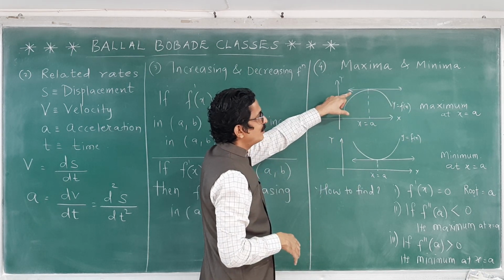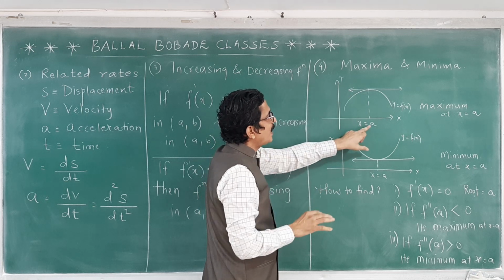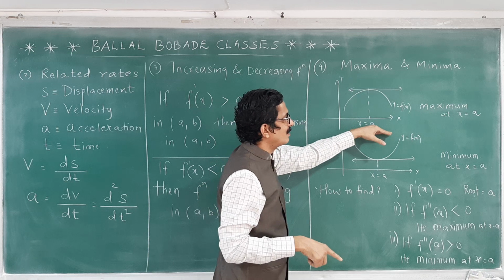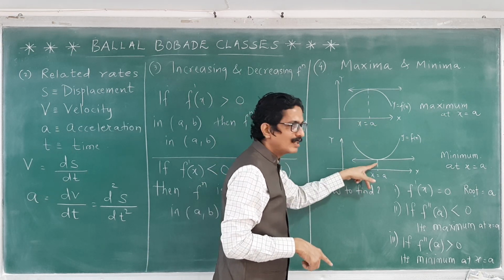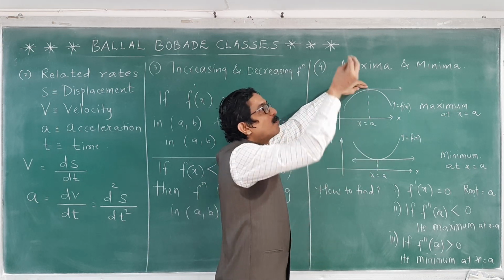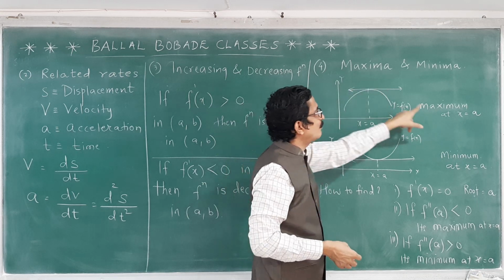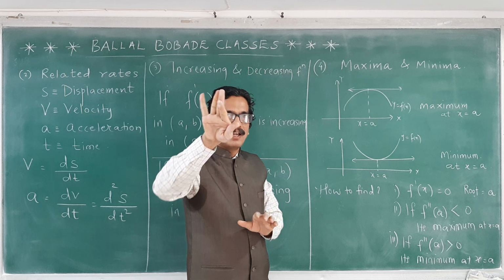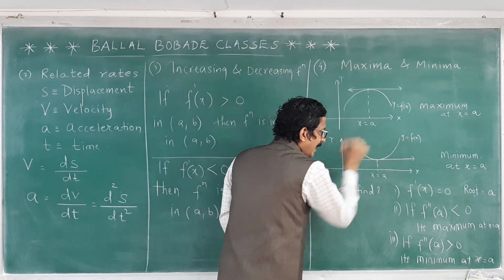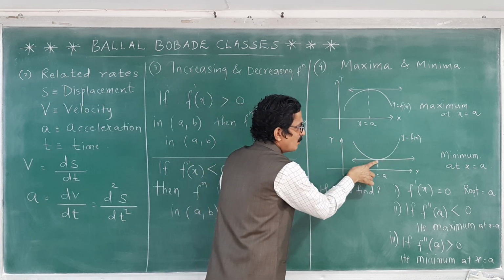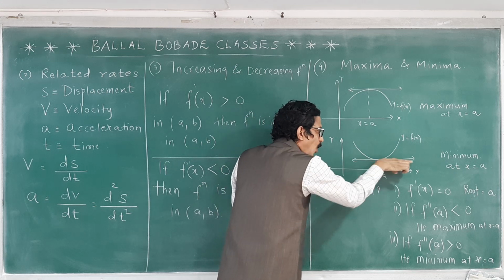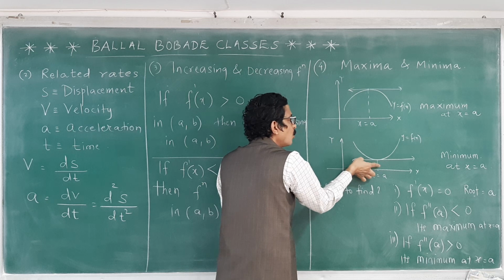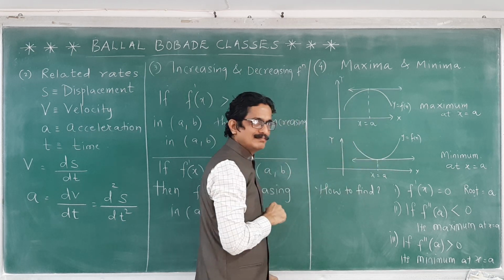The tangent drawn to the curve at x equal to a has a slope 0 because it is horizontal. In a similar way it is here. This part is the peak point, that is called maximum, and therefore it is written as maximum at x equal to a. Here in the second graph, it is the lowest point. The tangent is still horizontal, but the point is the lowest. So highest or lowest, the tangent is horizontal.